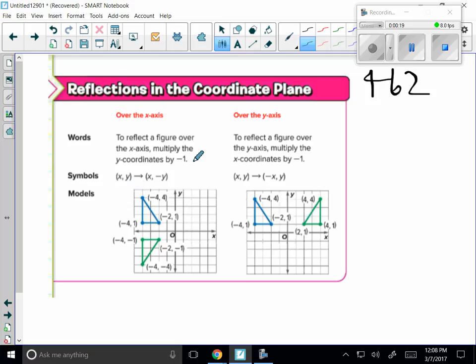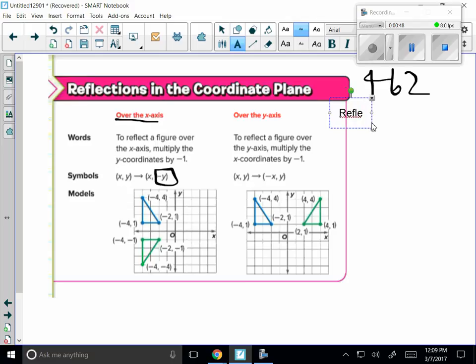So a reflection, we talked about this, it's kind of like having a mirror. It looks the same, but it's also kind of flipped. And that's something that we really need to figure out. So if you need to reflect something over the x-axis, your y coordinates are all going to be negative. So that's actually a very helpful hint.